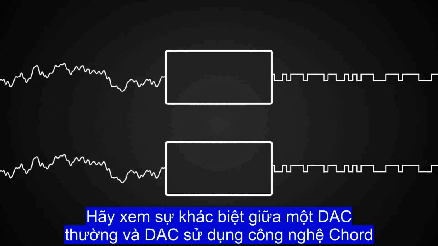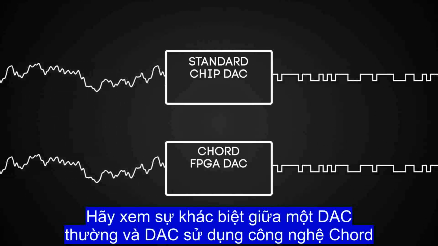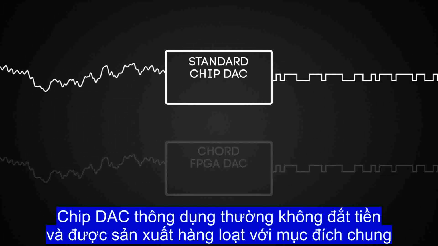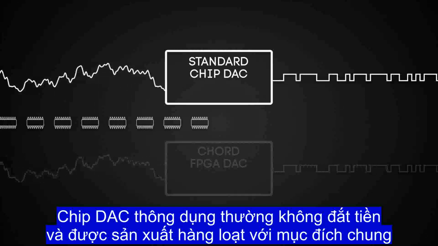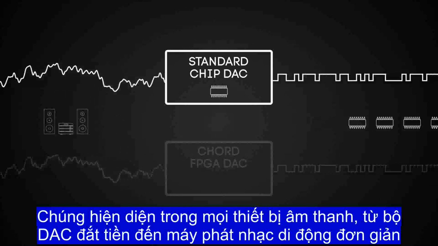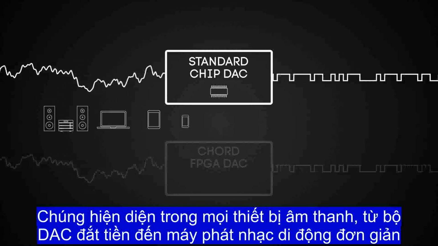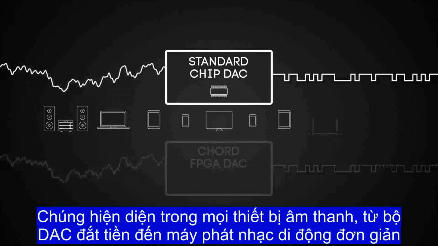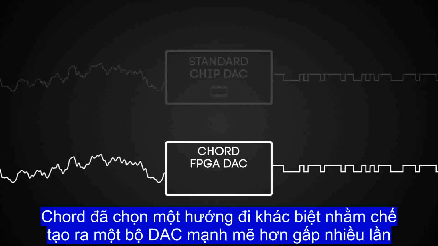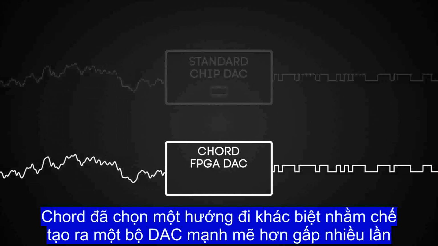Let's look at the difference between a standard chip DAC and a DAC that uses Chord technology. Standard chip DACs are inexpensive. They have predictable, predetermined characteristics and they're mass-produced. They're in everything that makes a sound, and the same chip could be in an expensive DAC or a simple portable player. Chord, however, takes a very different approach, a much more powerful one.